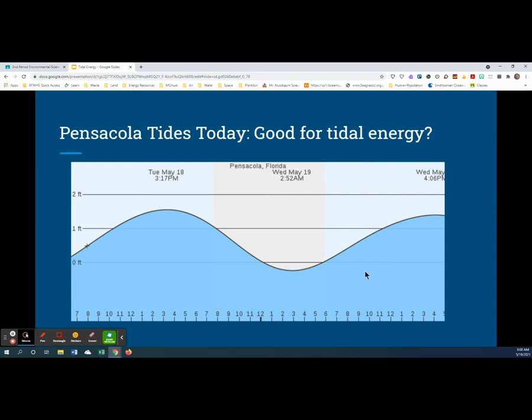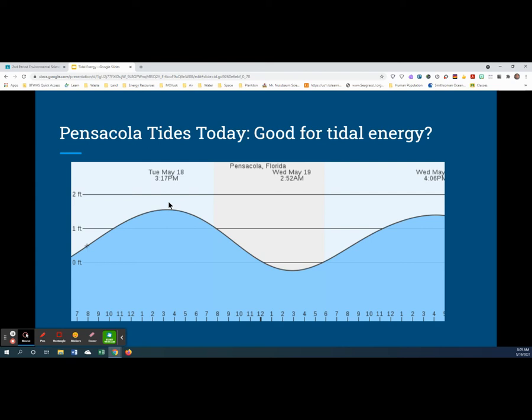Now, you'll look here that on Tuesday, which is actually yesterday, at 3:17, the water level was the highest at about 1.5 feet, right? Because it's about halfway between 1 and 2. Whereas as the day progresses, by 2:52 a.m., the water is at the lowest level. This would be low tide in Pensacola. So notice there's a difference here in terms of the tidal range. The difference between high and low tide is only about 1.5 feet of water. Now, that's not a lot of water moving.